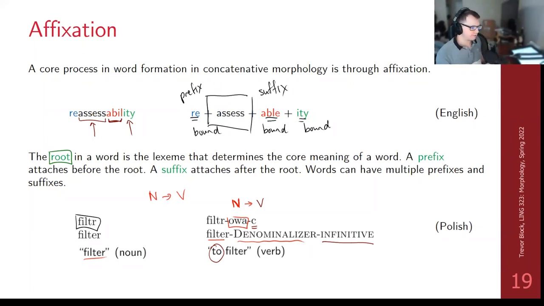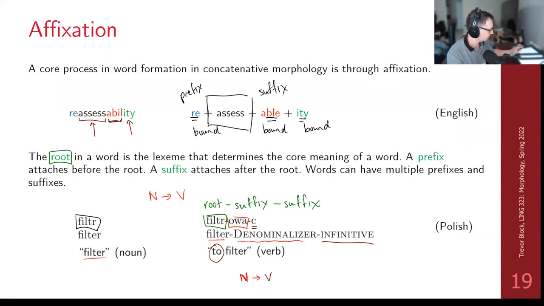So in this case, if we ask, what are these morphemes? Are these prefixes or suffixes or what? Well, what we have is we have the root, which is filter. This is giving us the meaning, and we can get that from the translation "to filter." And then, because the root is filter, we define our affixes relative to the root. So "owa" and the "c" come after. So these are both suffixes. So root, suffix, suffix here. No prefixes in this particular Polish example.